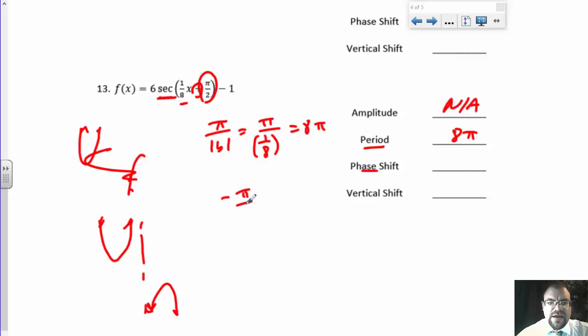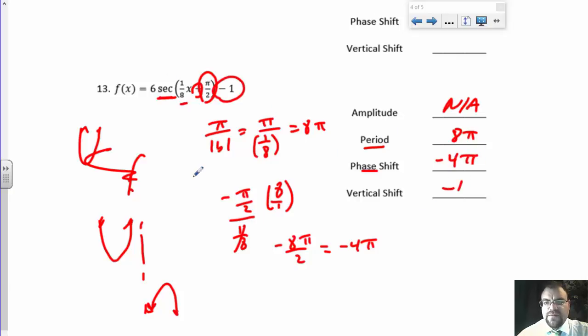So we're going to say this is like a negative pi over 2 divided by 1 over 8. So when you divide by a fraction, you multiply by its reciprocal, so 8 over 1. So we got 8 times pi, which is negative 8 pi over 2, which is actually negative 4 pi. And that's the actual phase shift right here. And the vertical shift is a standalone value, negative 1.